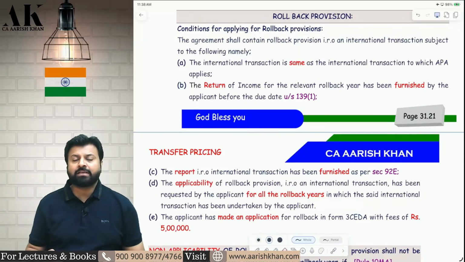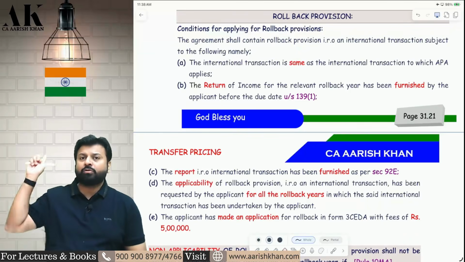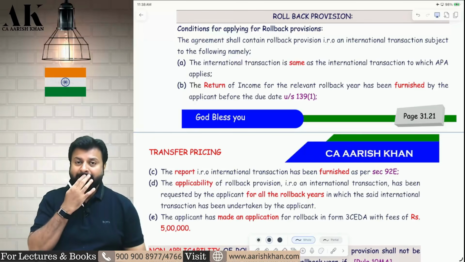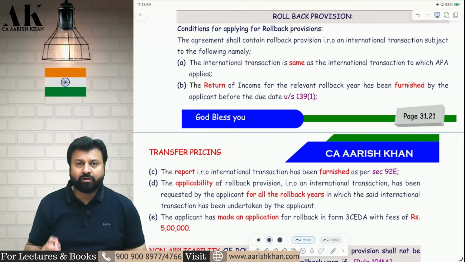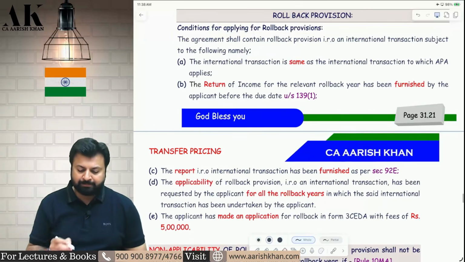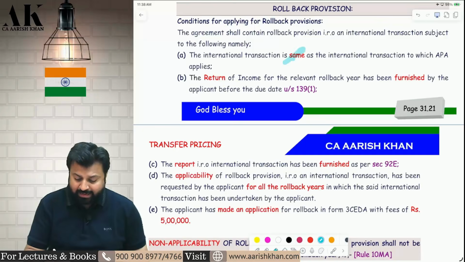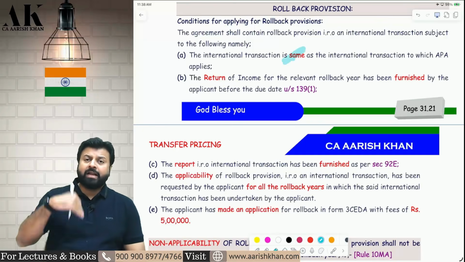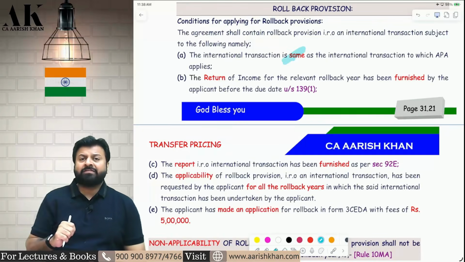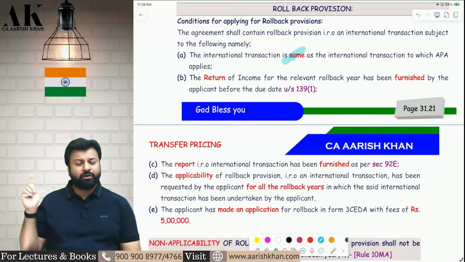Now you have to fulfill some conditions if you want to roll back your APA to the last 4 years. You can roll back to maximum 4 years, not more than 4 years. For that, you have to pay a separate fee of 5 lakh rupees. So what are the conditions? Condition number 1, the international transaction is same. Same means the international transaction of the APA of future 5 years and the international transaction of past 4 years should be same.